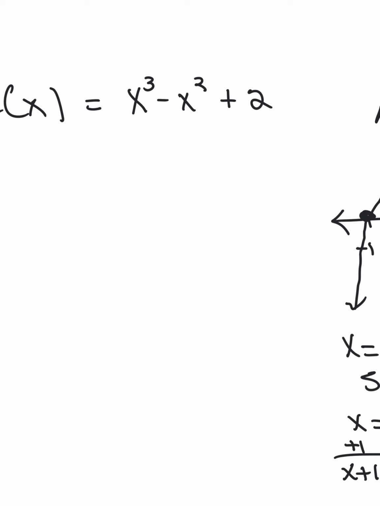All right, on this particular problem, you're given the function g of x equals x cubed minus x squared plus 2, and it wants us to factor completely over the complex numbers. We're going to type it into Desmos, and we're going to find that x equals negative 1 is a solution, which means that x plus 1 is going to be a factor.